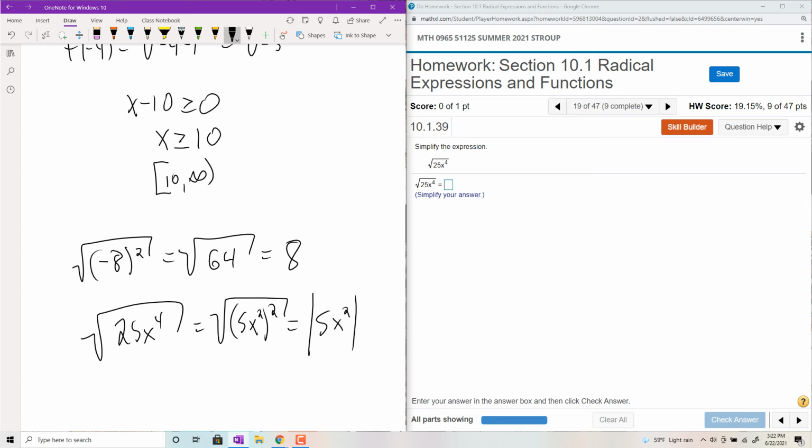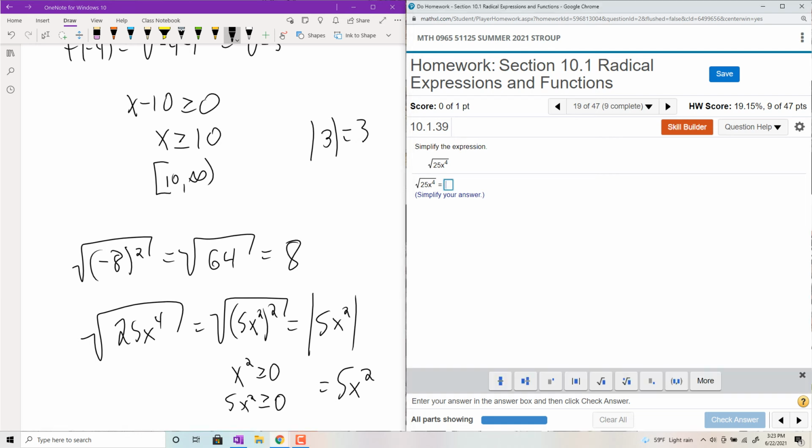But that's one of those ones, because x squared is always greater than or equal to 0. 5x squared is always greater than or equal to 0. If you put anything greater than or equal to 0 in the absolute values, you just get that same thing right back. So again, it's one of these issues. What's the absolute value of 3? It's just 3. So you didn't need the absolute values, did you? So that's going to be one of those. X squared.